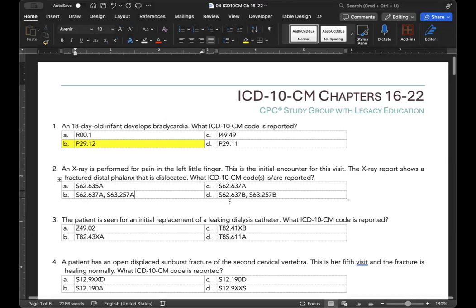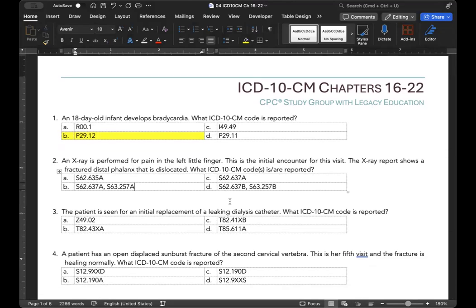Okay. Number two, an x-ray is performed for pain in the left little finger, and this is the initial encounter for the visit. And the x-ray report shows a fractured distal phalanx that is dislocated. So we can start to do some process of elimination. We have three that have the S62.637. Two of them have the letter A. One of them has the letter B for our seventh character.